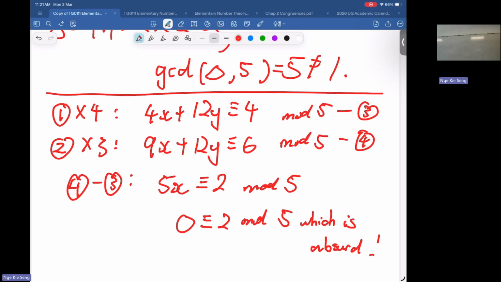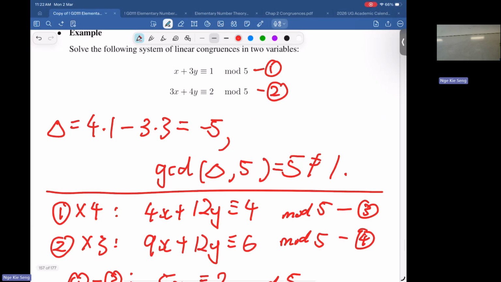Actually, you can just multiply the first one by 3 also, that is enough, right? So that you get 3x on both sides. You can just multiply the first equation by 3. Okay, then you can eliminate 3x as well.